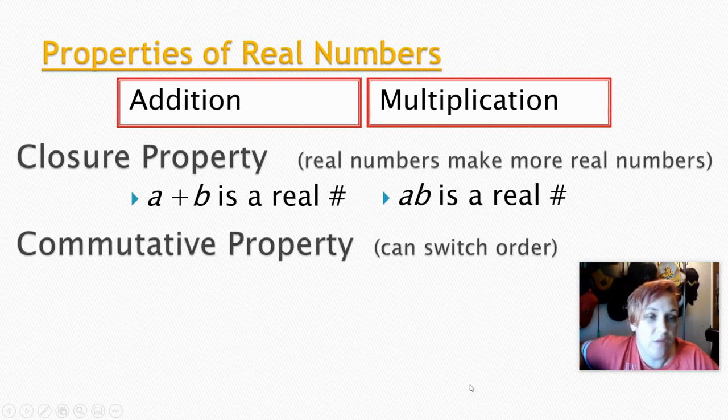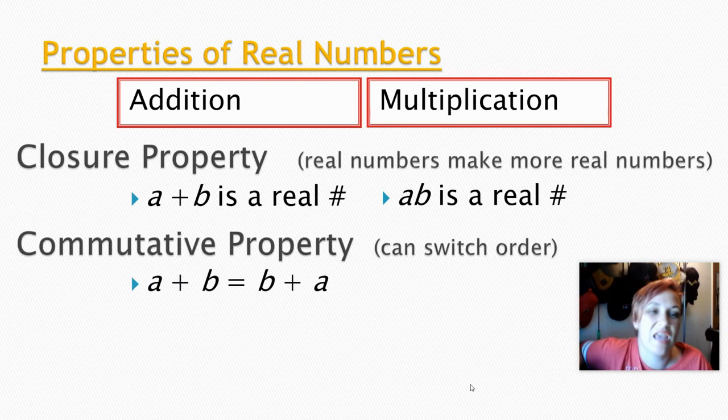Our next property is the commutative property. The commutative property says that in an adding problem or in a multiplying problem, you can change the order of the numbers and you will still get the same answer. So for adding, that looks like a plus b will give us the same answer as b plus a. And for multiplying, that is a times b will give us the same answer as b times a.